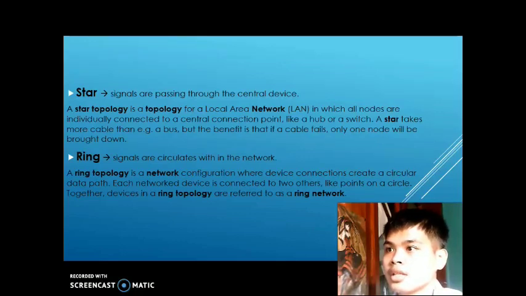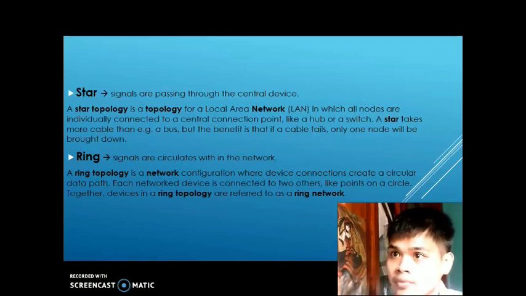Star. Signals pass through the central device. A star topology is a topology for a local area network, or LAN, in which all nodes are individually connected to a central connection point, like a hub or a switch. Star takes more cable than, for example, a bus, but the benefit is that if a cable fails, only one node will be brought down.